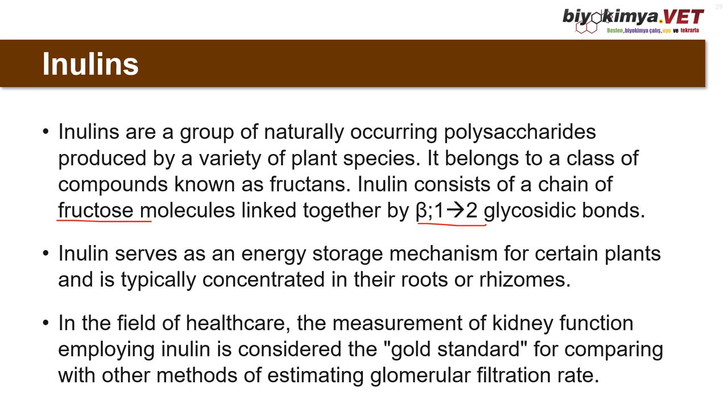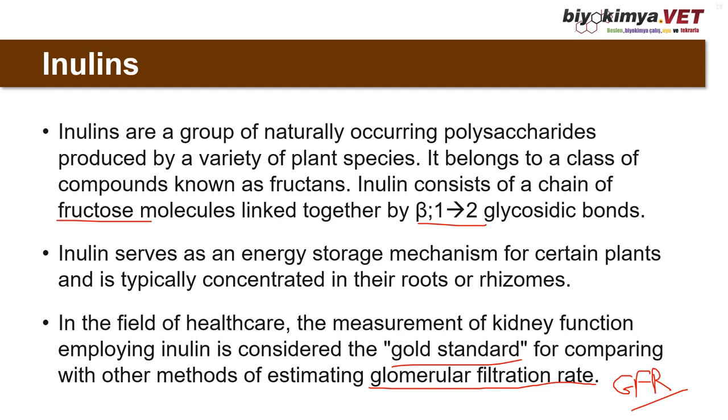In the field of healthcare, the measurement of kidney function employing inulin is considered the gold standard for comparing with other methods of estimating glomerular filtration rate, the GFR, the gold marker to assess kidney function. Inulin and its analog sinistrin are used to help measure kidney function by determining the GFR, which is the volume of fluid filtered from the kidney glomerular capillaries into the Bowman's capsule per unit of time.